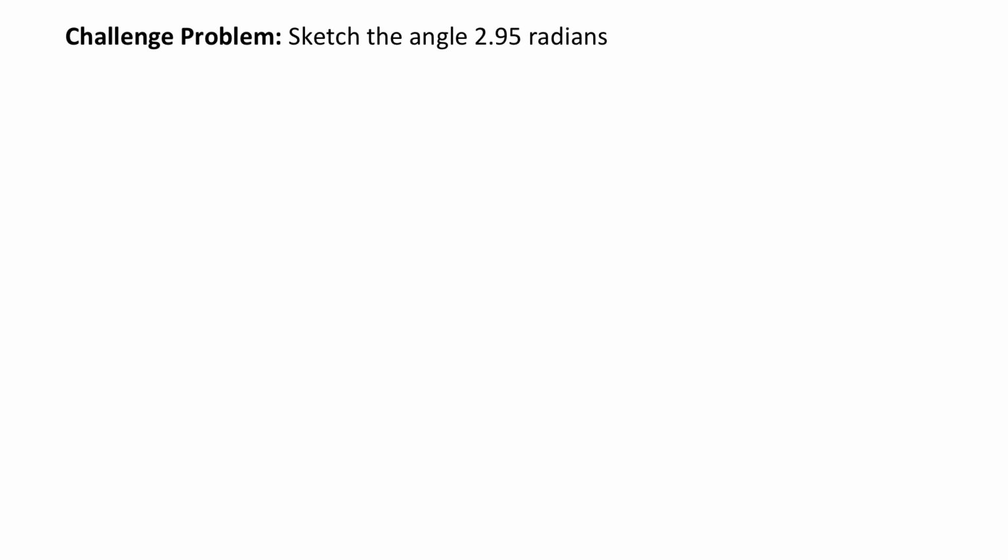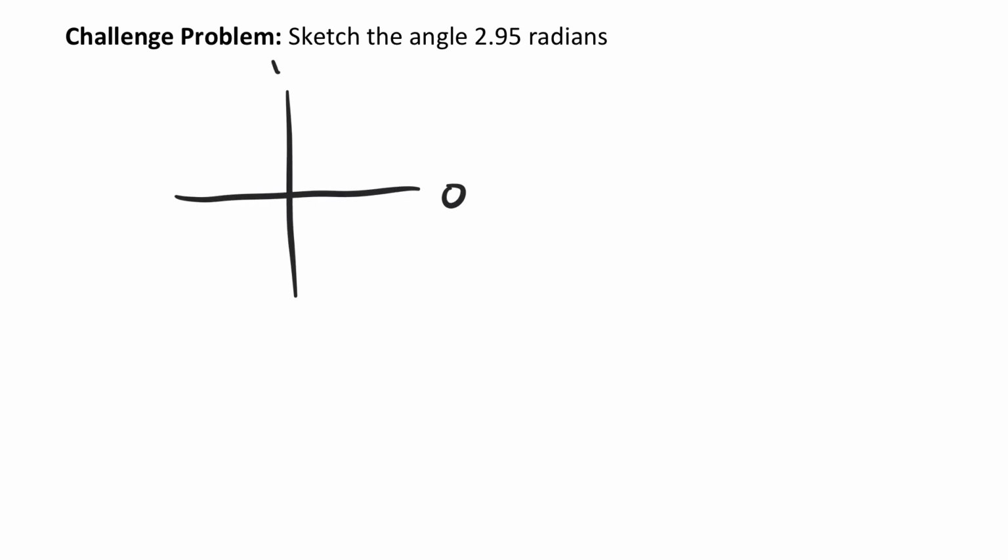Now just a couple last problems for you to think about. Try sketching the angle 2.95 radians. I'll give you a chance to pause the video and give this a try. All right, again, this is a little nasty because it doesn't have any pi in the answer. And if you wanted to convert to degrees, you could certainly try that. But I'll show you another way of thinking about it.